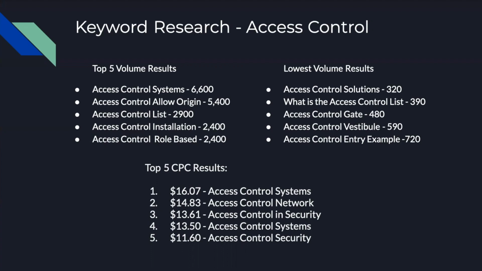Some of the top volume results for competing keywords included access control systems, access control allow origin, access control list, access control installation, and access control role based, ranging from 6,600 down to 2,400 searches. Some of the lower volume results for competing keywords were ones such as access control solutions, what is the access control list, access control gate, access control vestibule, and access control entry example, ranging from 320 to 720 searches.